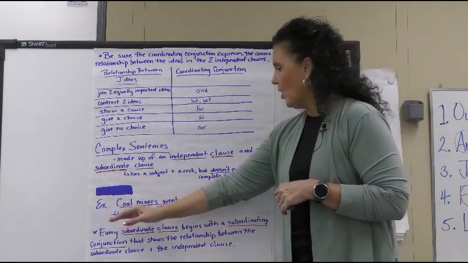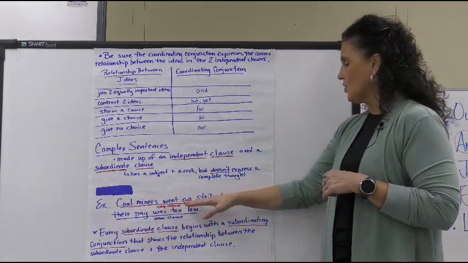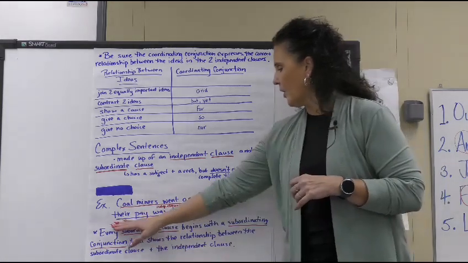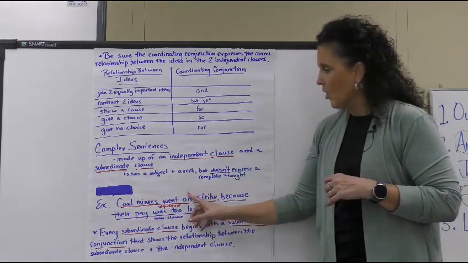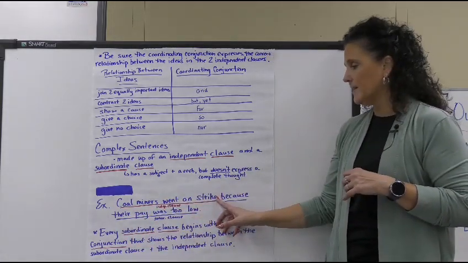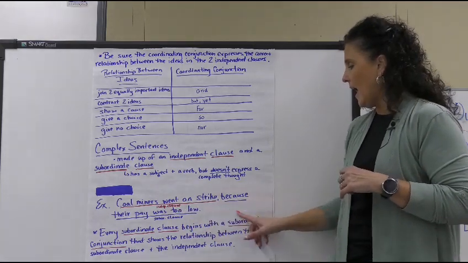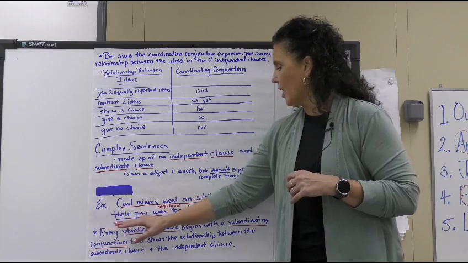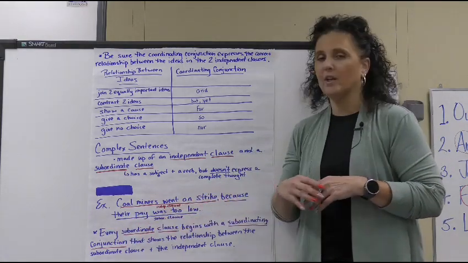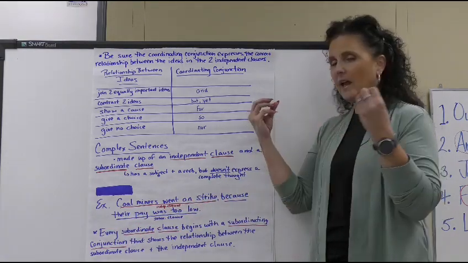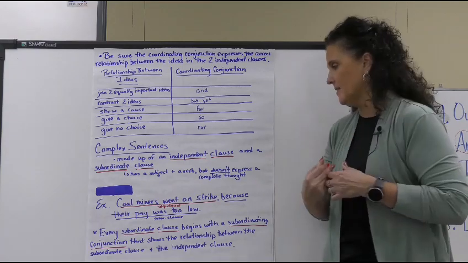Here's our example. Coal miners went on strike because their pay was too low. Coal miners went on strike is a complete sentence. That's our independent clause. If we put our comma and we add our word here, then their pay was too low is our subordinate clause. So that gives us a complete or a complex sentence.